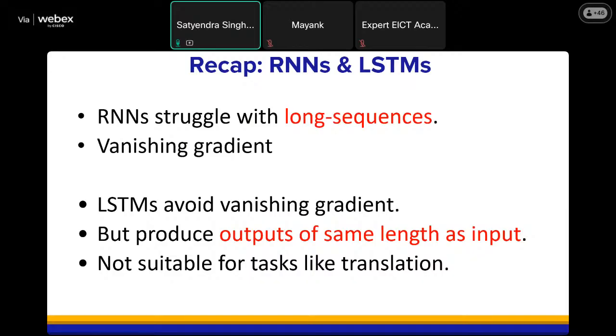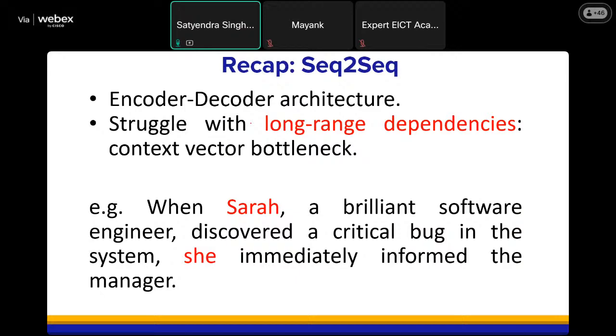So the earlier RNN networks struggle with long range sequences, and they are not suitable for tasks like translation. They suffer from the context vector bottleneck. For example, in the sentence, "When Sarah, I believe, a software engineer, discovered a critical bug in the system, she immediately informed the manager," the word "she" is relevant and depends on Sarah.